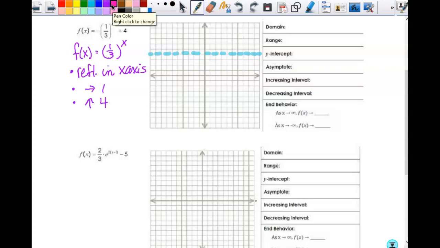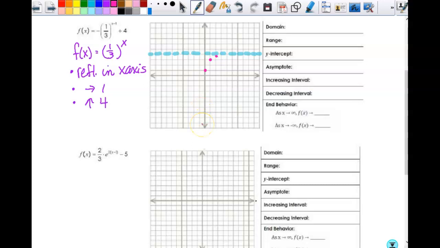Then I'm going to use my anchor points. So when x is -1, y is 3. Then I'm going to reflect it in the x-axis, and I'm going to go to the right 1 and up 1, 2, 3, 4. Right, so when x is 0, y is 1. I reflect that in the x-axis, move to the right 1 and up 1, 2, 3, 4. When x is 1, y is 1/3. I reflect that in the x-axis, move to the right 1 and go up 1, 2, 3, 4.